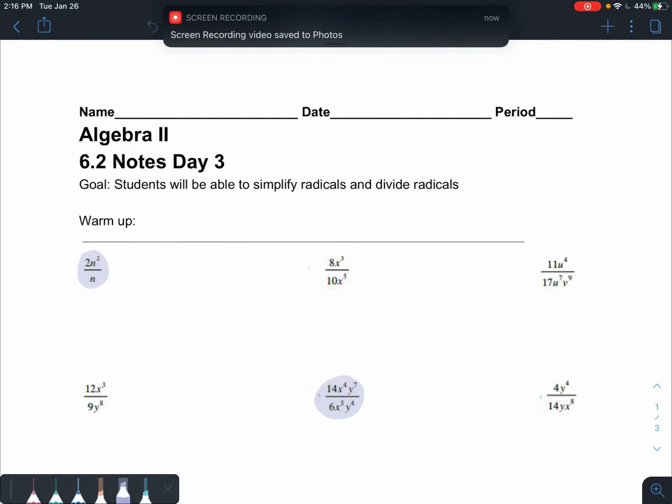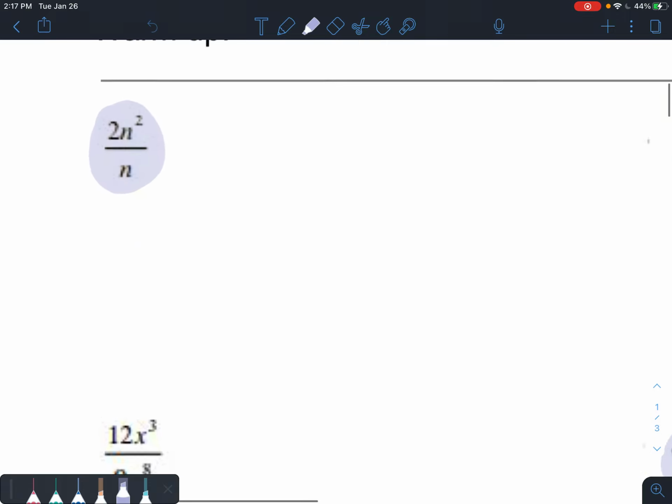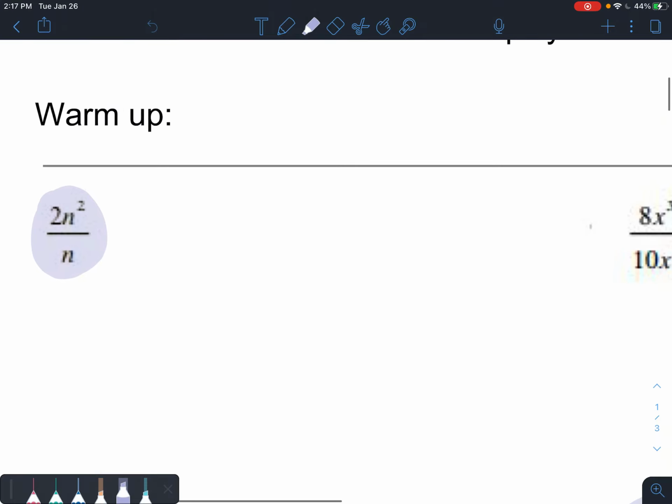Today we're talking about how to simplify radicals and divide radicals. So what we're going to do is start with these warm-up problems. Okay, so these are a throwback to 6.1 notes if you need a reminder.